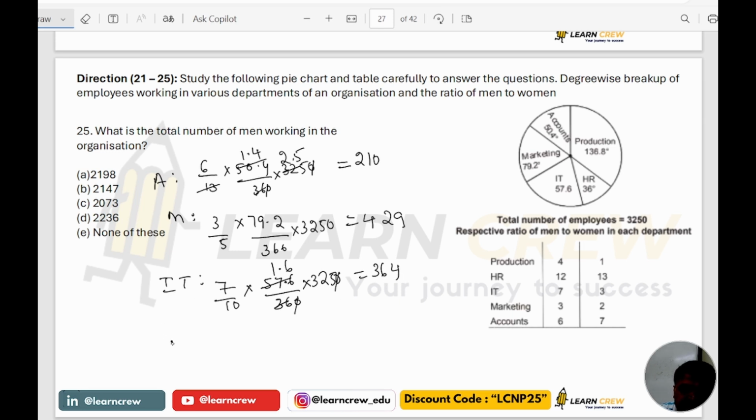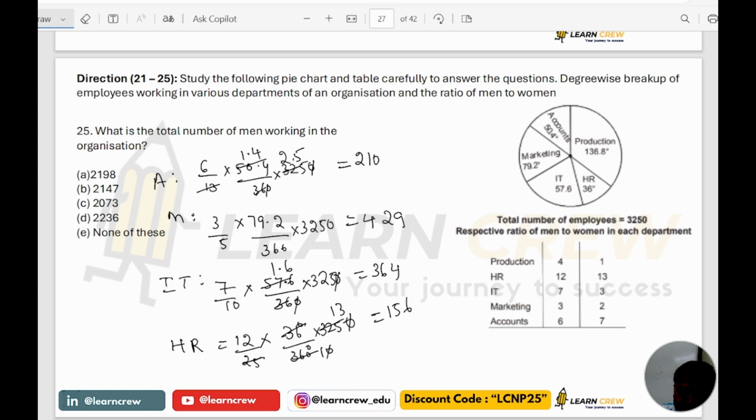Similarly for HR. HR is how much? 12 by 25 of 36 degrees by 360 into 3250. It is 10 times. The zeros cancel. Now 25, 13 times. So it is 156 you are going to get.